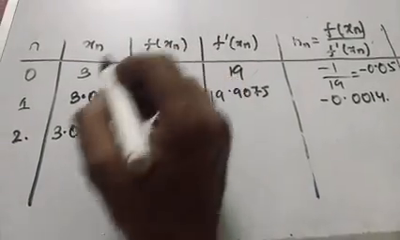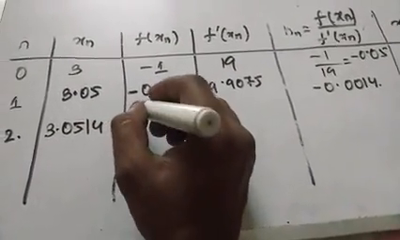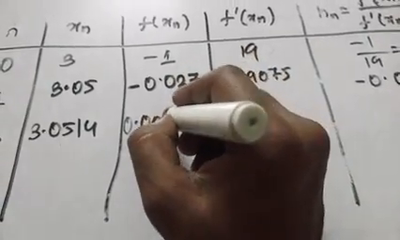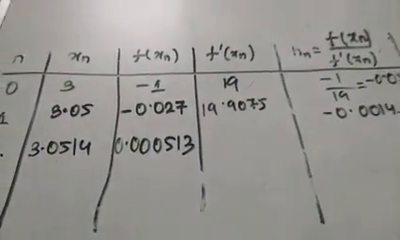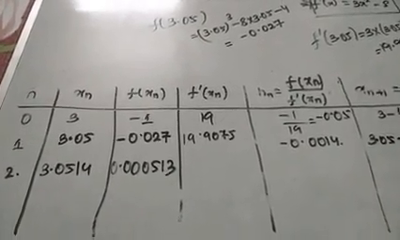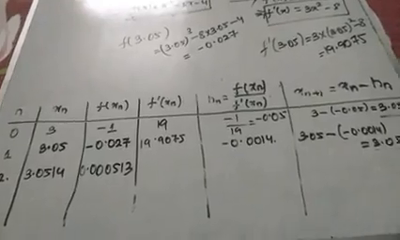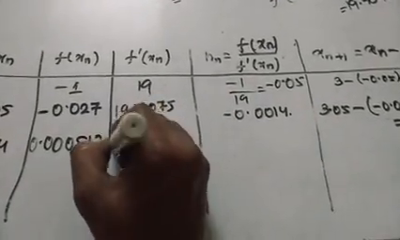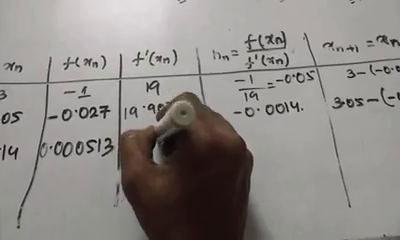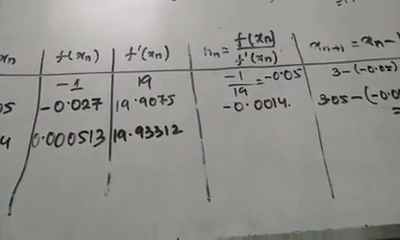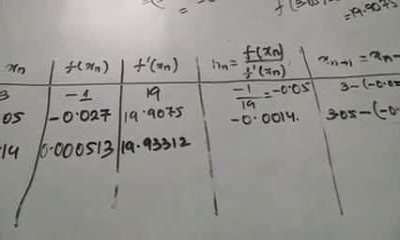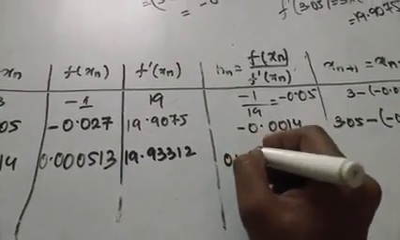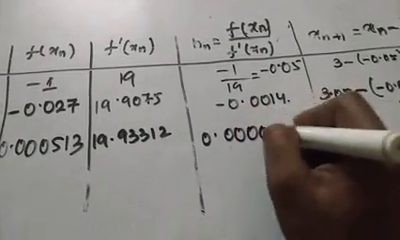Again we have to find the function value at the point 3.0514, and here the xn will be 0.000513, and f dash xn value at that particular point 3.0514 will be 19.93312, and their division result will be positive, that is 0.000257 (with zeros: 1 2 3 4 2 5 7).